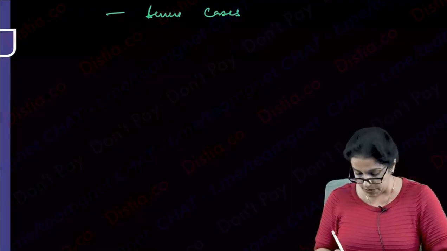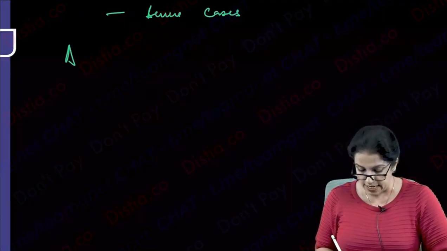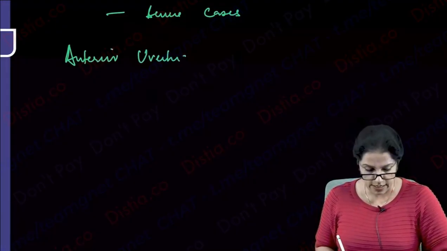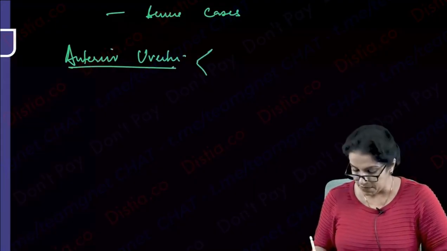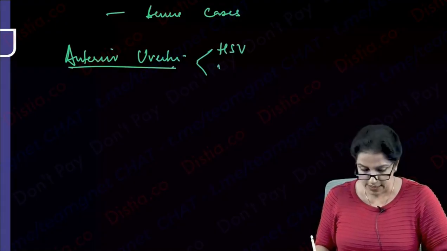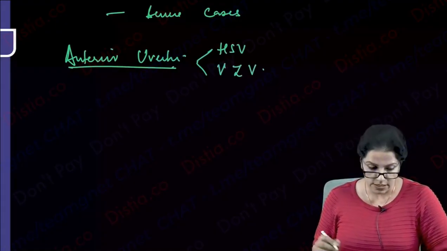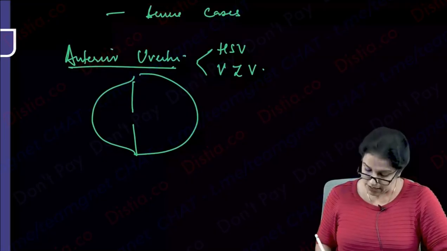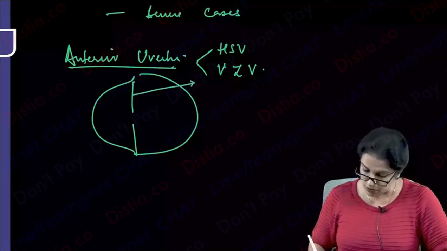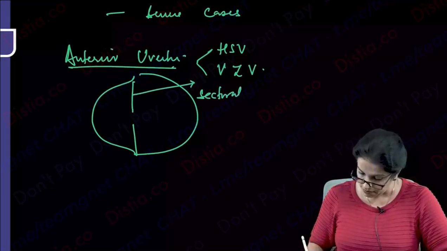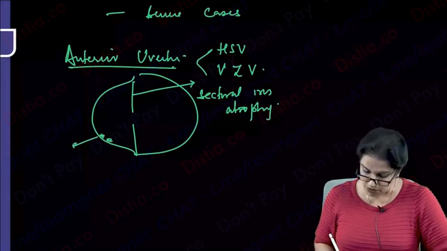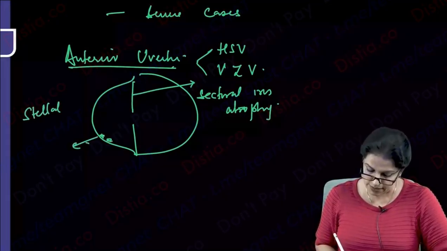What is the other form of herpes infection that we have to know? Anterior uveitis. Anterior uveitis can be caused by both herpes simplex virus or varicella zoster virus. What are the typical features? In herpes uveitis, we have learned this, there is sectoral iris atrophy. Make the diagram, all of you. Sectoral iris atrophy. And the KPs, just like Fuchs heterochromic, can be stellate KPs.